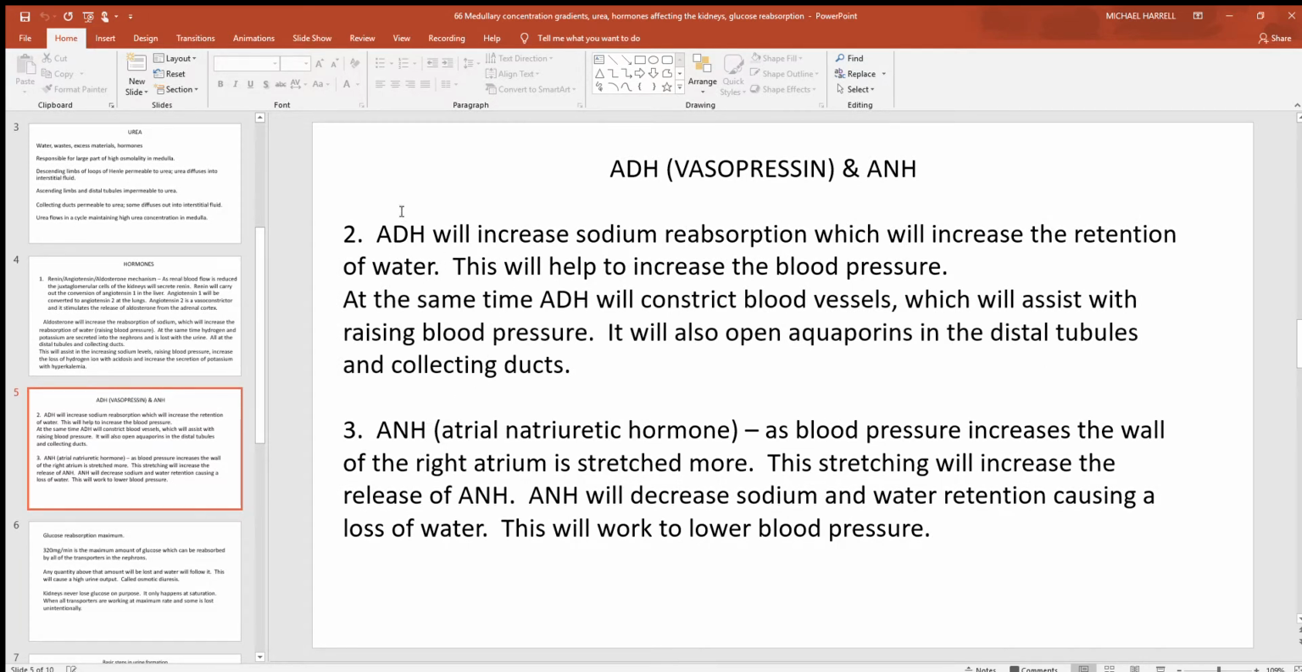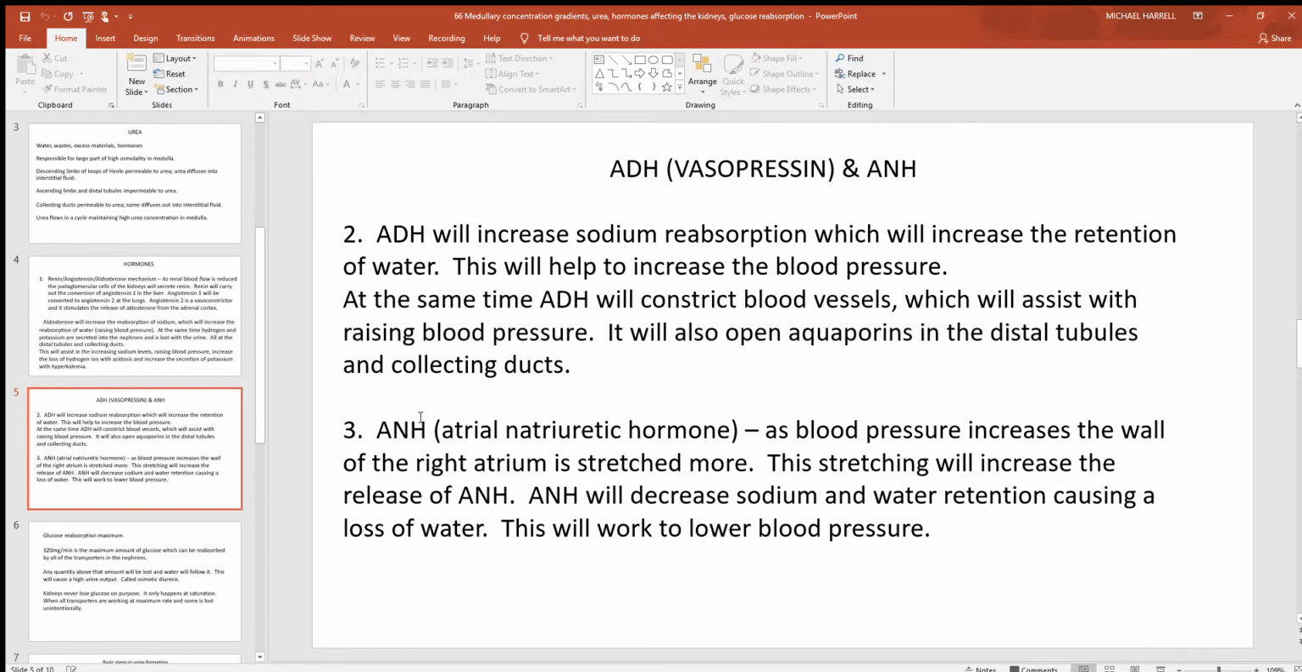Remember, ADH works very strongly on the kidneys. ADH will tell the kidneys to reabsorb more sodium. You hold more sodium, you'll hold more water. Again, that'll help to raise your blood pressure. And remember, ADH has a second target tissue, the smooth muscle around blood vessels. It tells it to constrict.